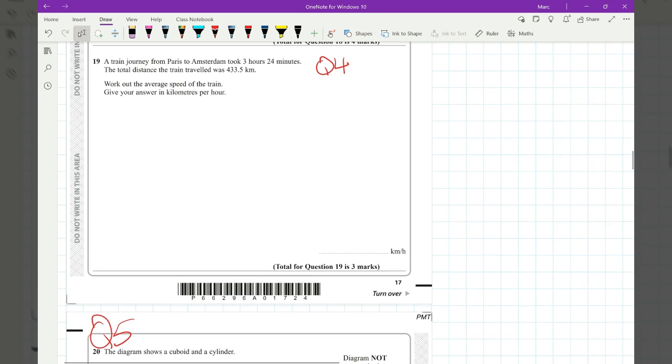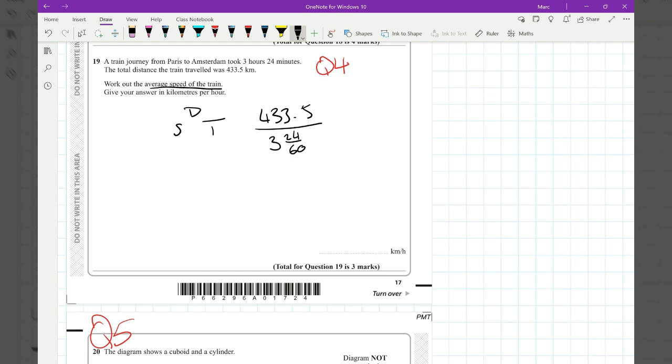Okay, a train journey from Paris to Amsterdam took 3 hours and 24 minutes. The total distance the train travelled was 433.5 kilometers. Work out the average speed. So speed, distance, time. It wants the average speed of it. So we'll do distance divided by time. And I'm going to put this as a mixed number, which you're totally entitled to do. And if you've got good calculator skills, you can pull this off.